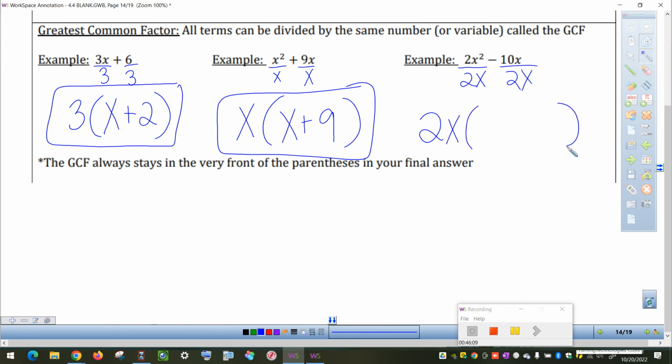You're going to put that in front. All we're left with from the first part is just a single x. We'll bring down a minus sign, and then 10x divided by 2x. The x's go away. That just gets divided out. We're really just thinking about here doing 10 divided by 2, which is 5.